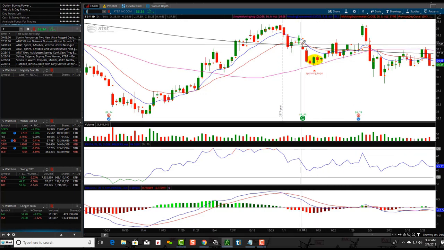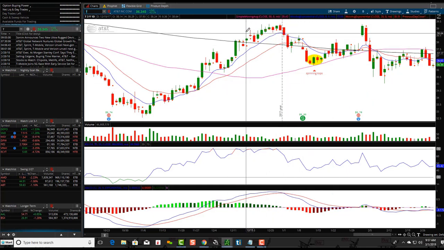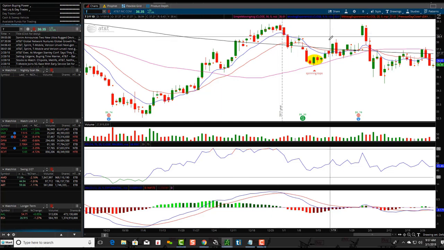So again, when you start to see these patterns, see what's happening, you can start to see it right around these moving average lines. Super important to watch. And again, you could just pick out these spinning tops everywhere. They're all over the place. And as you can see, reversal.